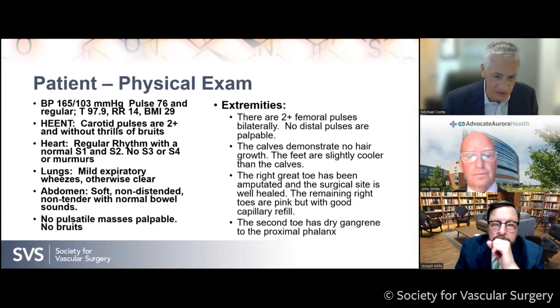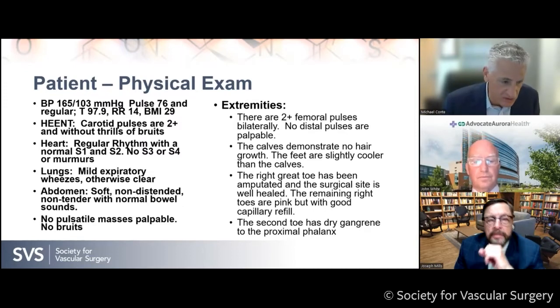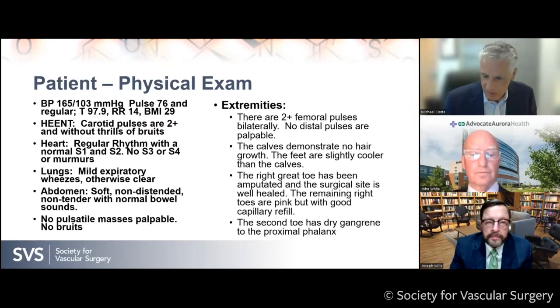The remaining toes on the right foot are pink and have no ischemic skin changes. The left second toe, where the ulcer originated, now shows dry gangrene, which has extended to the proximal phalanx. There are no other areas of actual or impending skin breakdown on the foot.